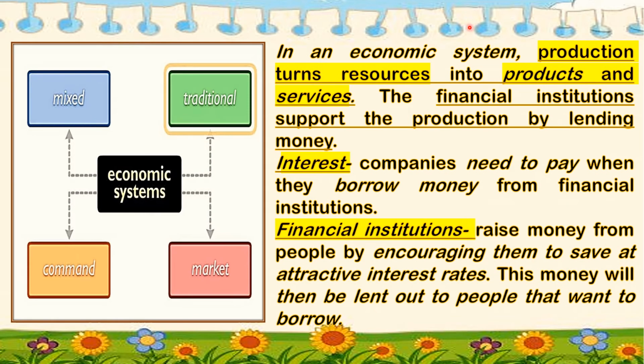Class, in an economic system, production turns resources into products and services. Now, there are four economic systems. They are mixed, traditional, market, and command. And we are going to discuss these further in our next lessons. Now, the financial institutions support production by lending money, because when you lend money, class, you get interest, and by getting interest, you gain profit.